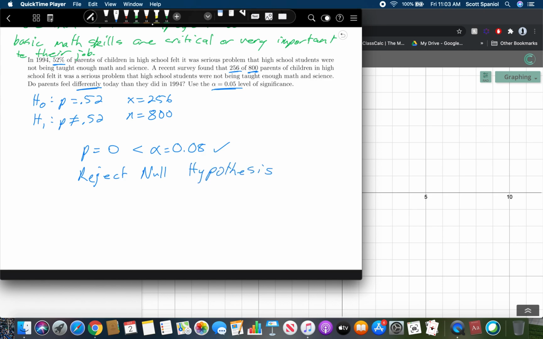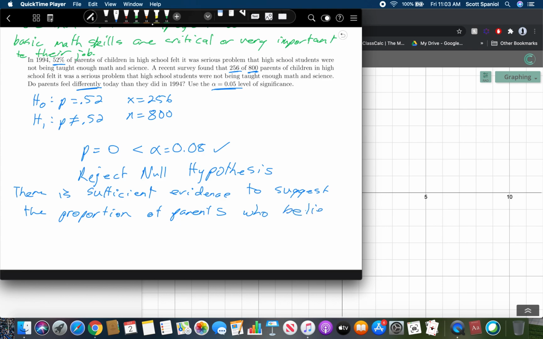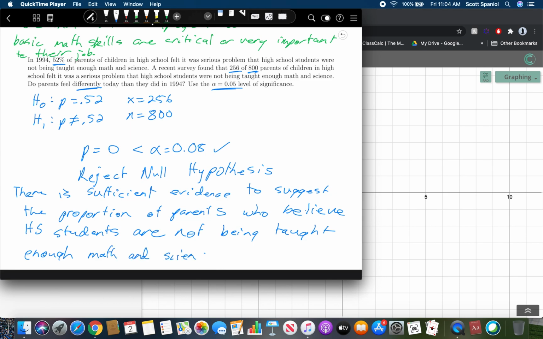And then we can write a conclusion just like in the last section. So in this case, we could say there is sufficient evidence to suggest the proportion of parents who believe, not necessarily their children, but believe high school students are not being taught enough math and science has changed since 1994.